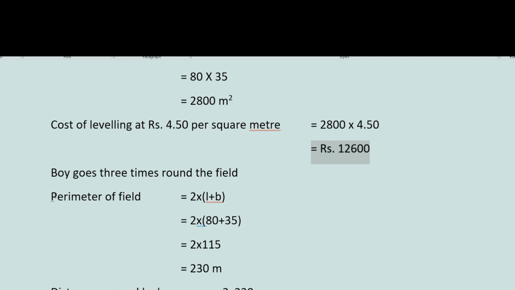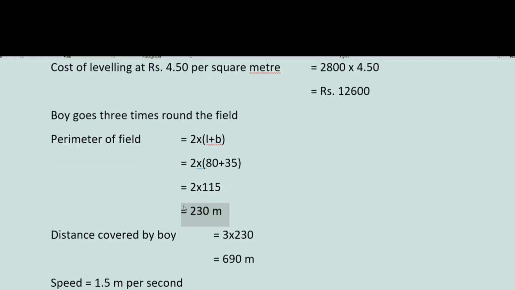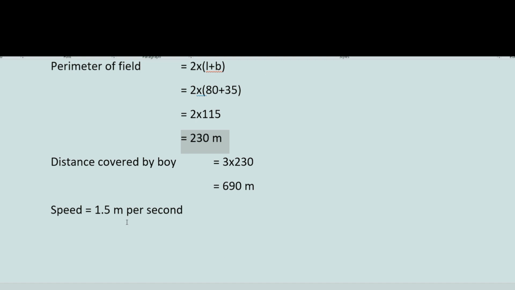So I said, on the boundary, if any object does any work, then for that you need the perimeter. So you have taken out the perimeter of the field, that is 230 meter, okay. Length and breadth were given in the question only. So the simple formula will be using 2 into L plus B, perimeter of rectangle formula, and you'll get the perimeter, that is 230 meter. Distance covered by the boy is running 3 times around the field, okay.